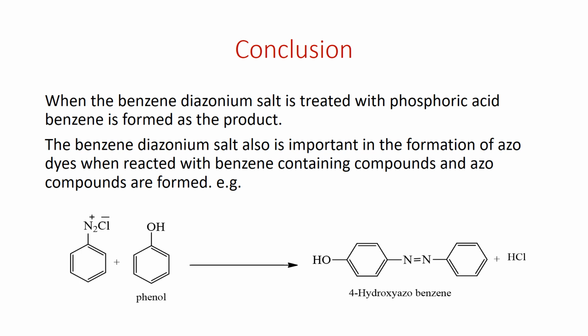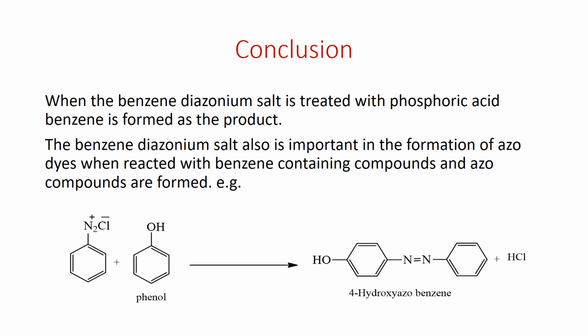In conclusion, when you look at this benzene diazonium salt, when we also treat it with phosphoric acid, we get a product which is benzene. That means the diazonium is broken off and we replace it with the hydrogen which was previously there to bring the benzene back. Benzene diazonium salt is also important in the formation of azo dyes when reacted with benzene compounds.